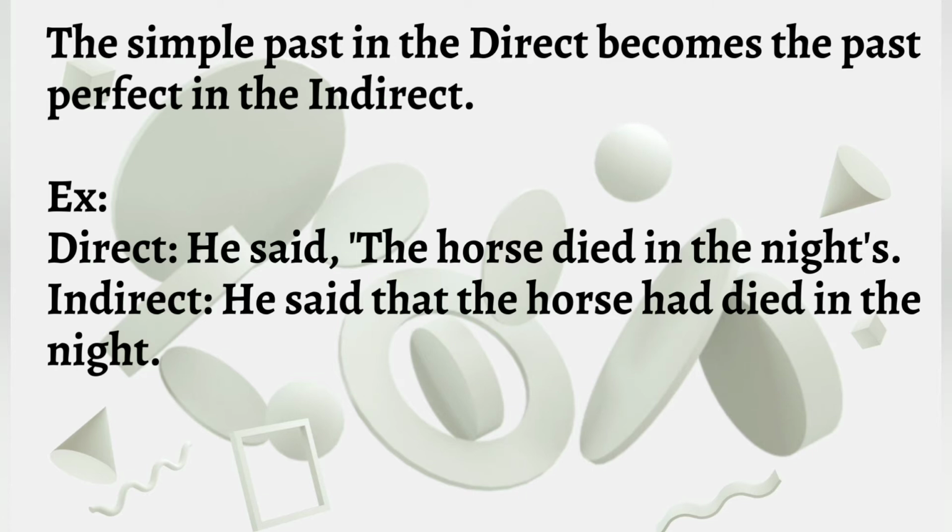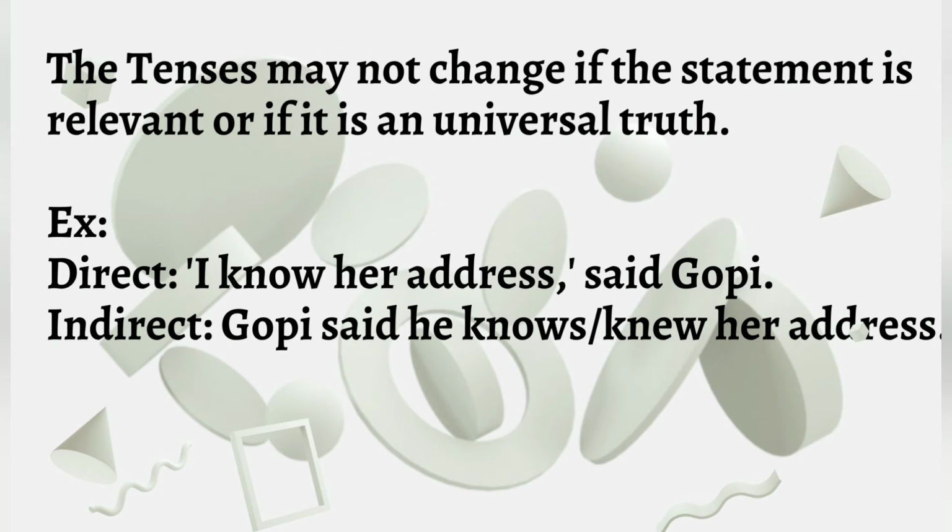The tenses in the sentence may not change if the statement is relevant or if it is a universal truth. We can often choose whether to keep the original tenses or change them. Let's see the example. Direct speech. "I know her address," said Gopi. The same sentence in the indirect speech. Gopi said he knows or he knew her address.